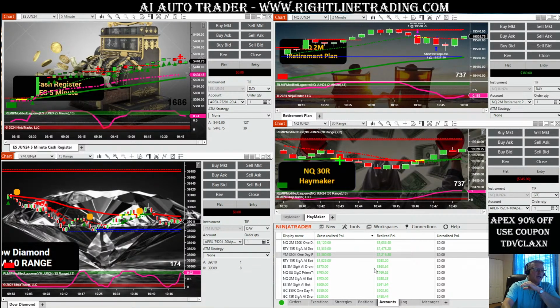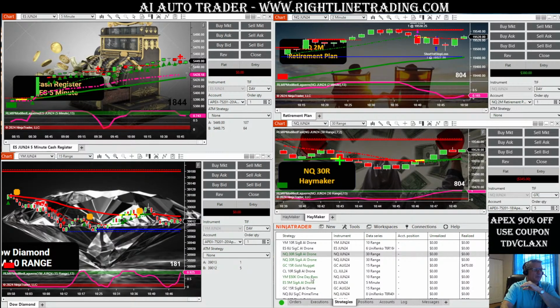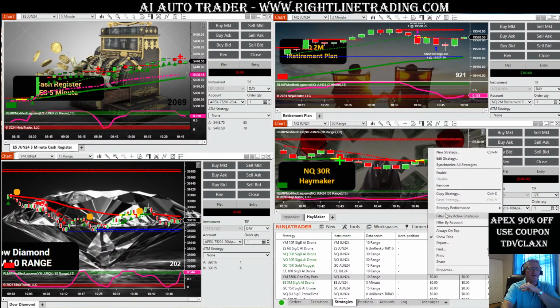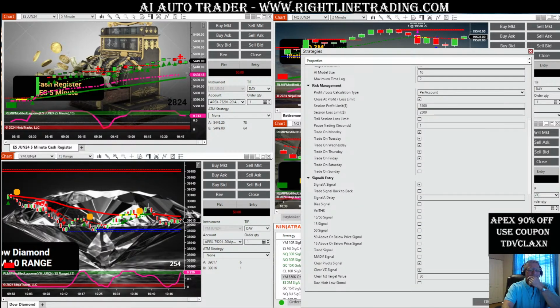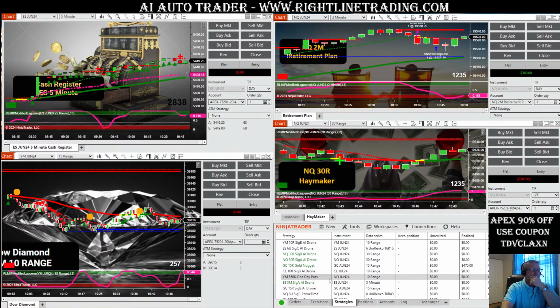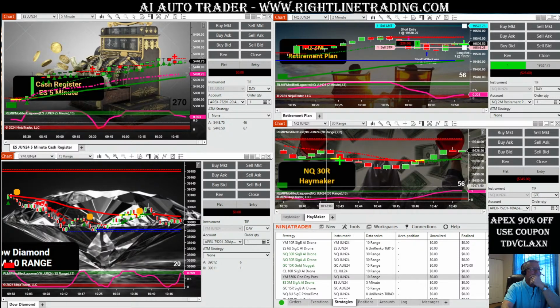Might be outside of our time range on the YM one-day pass. Let's take a quick look. I didn't think of that. I've got it on the NQ on the 10 range. Yeah, it is. Order submitted.